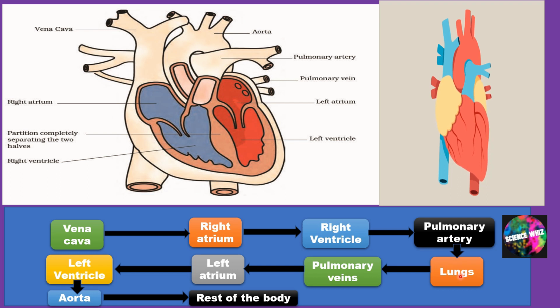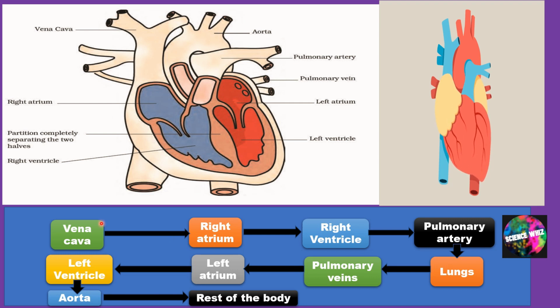The oxygenated blood is received by the left atrium through the pulmonary veins. It's then pumped into the left ventricle. The left ventricle in turn pumps the blood into the aorta, which is the largest artery, through which it's supplied to the rest of the body.